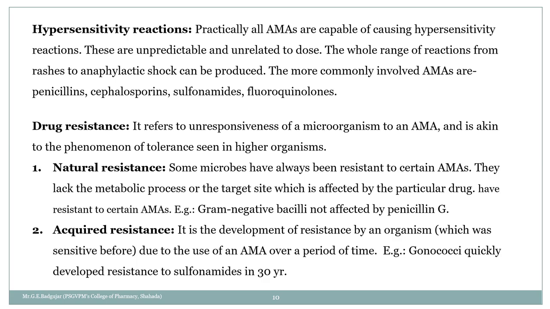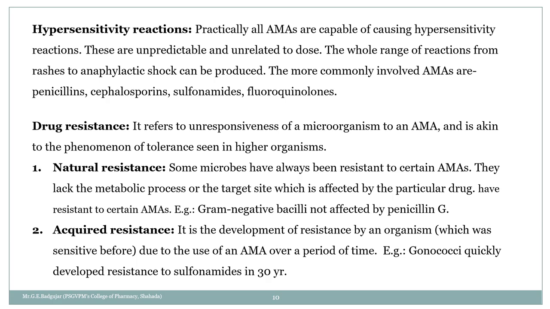Let us see what we mean by hypersensitivity reactions. Practically all antimicrobial agents are capable of causing hypersensitivity reactions. Hypersensitivity reactions are unpredictable and unrelated to dose. The whole range of reactions, from simple skin rashes to anaphylactic shock, can be produced by antimicrobial agents. The most commonly involved antimicrobial agents are drugs like penicillins, cephalosporins, sulfonamides, and fluoroquinolones. So these are among the drugs which produce hypersensitivity reactions.